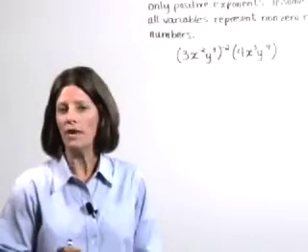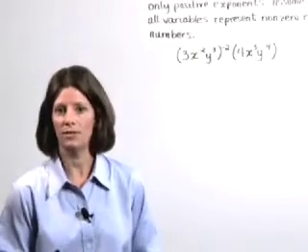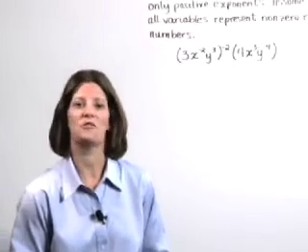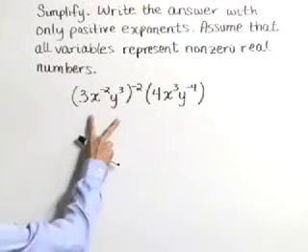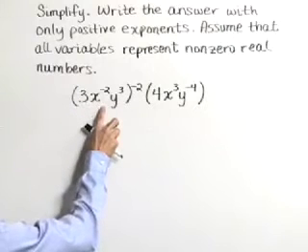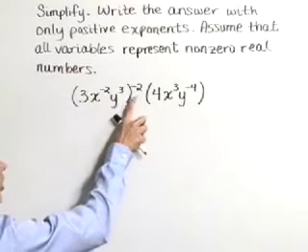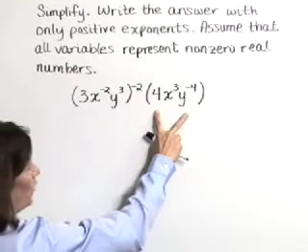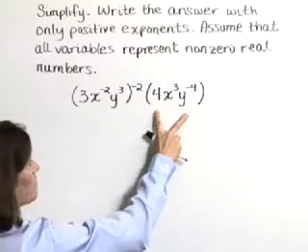Simplify. Write the answer with only positive exponents. Assume that all variables represent non-zero real numbers. Here we have the expression where we have the quantity 3x to the negative 2 y to the third, all raised to the negative 2 power, times 4x to the third y to the negative fourth.